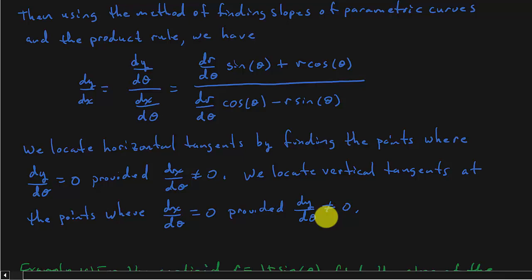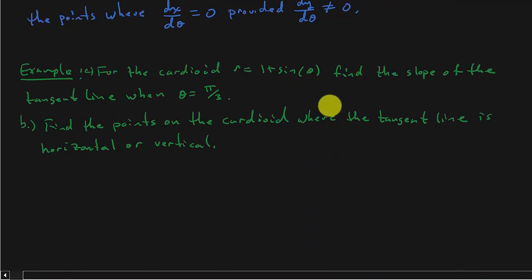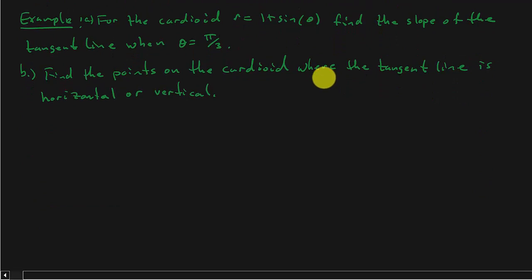So let's look at our example. We've got this right here, so let's see what we can do with it. It says for the cardioid r equals 1 plus sine theta, find the slope of the tangent line when theta equals pi over 3. So to find the tangent line, what do we have to do? We've got to find the derivative, and then we evaluate the derivative at this theta here.